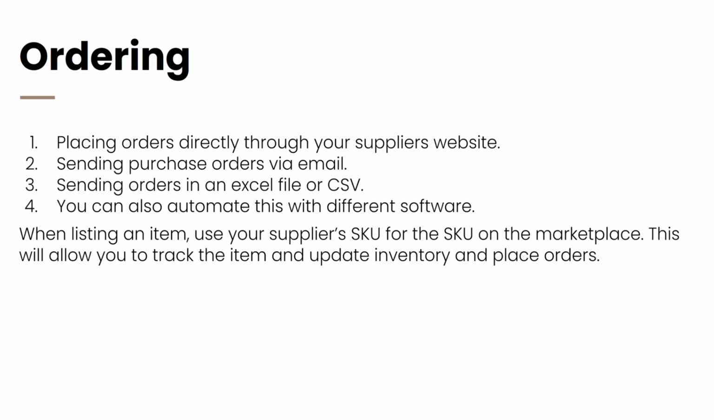When listing an item, this is touching back on what we discussed before. It's really important that you use your supplier's SKU, because if you're using software, it needs the SKU in order to send that information to the supplier. If you're using your own SKU and it sends that information to the supplier, your supplier is going to have no clue what item you are talking about. So you need to make sure that you are using your supplier's SKU, because it's a great way to make sure that both sides are reconciled.